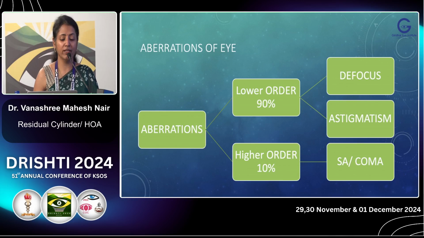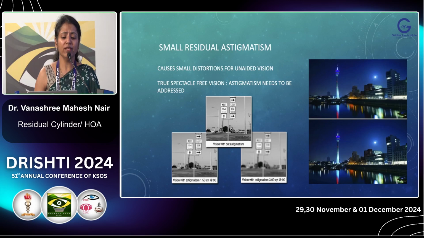So just quickly recapitulating, what are aberrations? Basically we have mainly the lower order aberrations, 90%, which is defocus, that is your residual myopia or hypermetropia, and astigmatism. And higher order aberrations are actually 10%, the most important ones being the spherical aberrations or the coma. Now when there is a small residual astigmatism, we feel that it's okay, just 0.75 diopters, what will the patient feel? But this is how the image degrades.